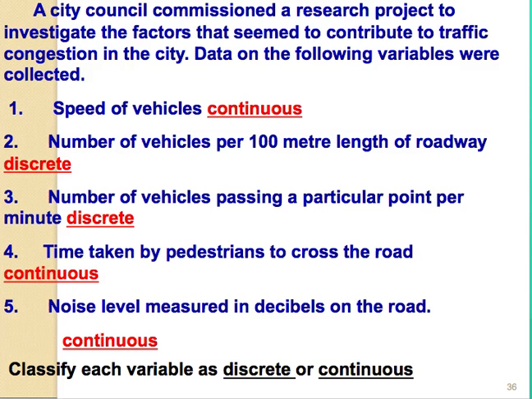Speed of vehicles, that should be continuous. That's something you measure. Number of vehicles per 100-meter length of roadway, that's something you would count. That's discrete. The number of vehicles passing a particular point per minute, that's discrete. The time taken would be continuous. And noise level measured would also be continuous.